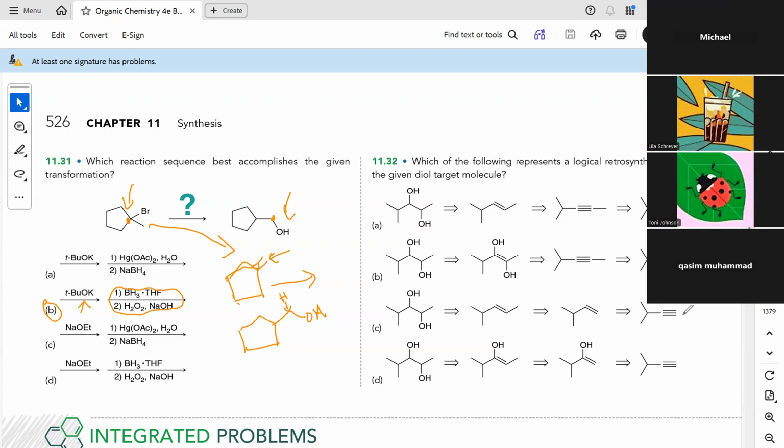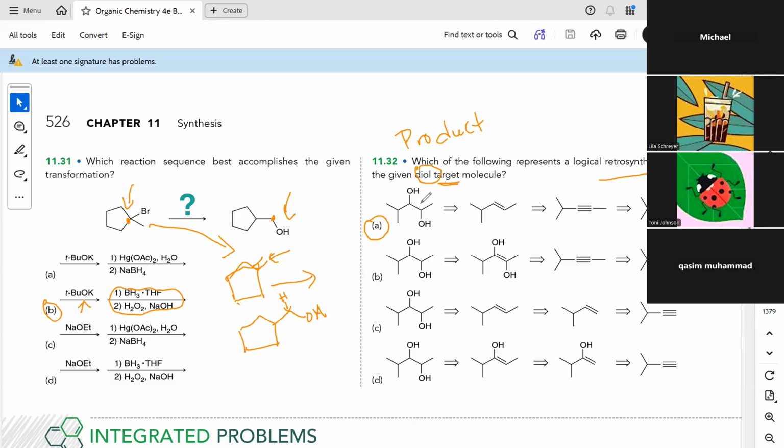And while I have us here, let's look at 1132 as well. And we want to know which of these represents a logical retrosynthesis. So we didn't do too much retrosynthesis, but we can work backwards. So we're given this diol target molecule. That's our product whenever we're referring to a target molecule, and we're going to work backwards. We're going to assume that our correct answer choice is A, and let me see if I can walk us through.